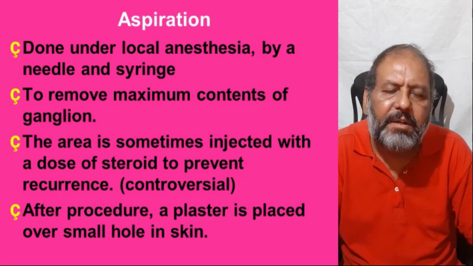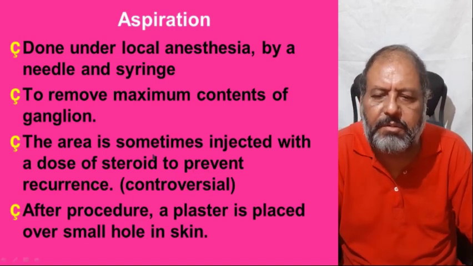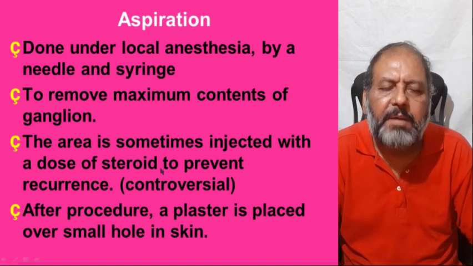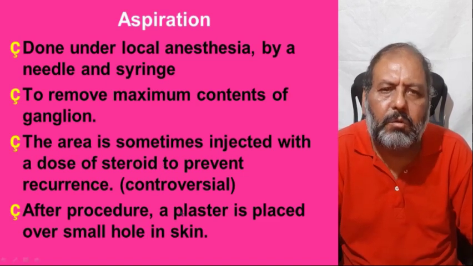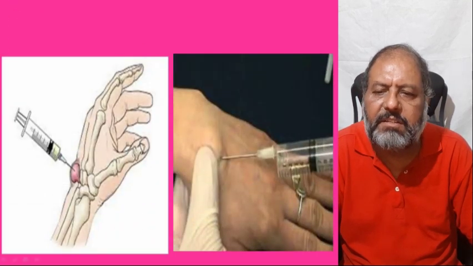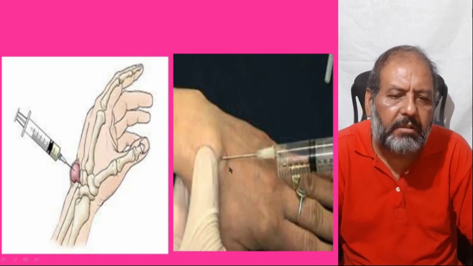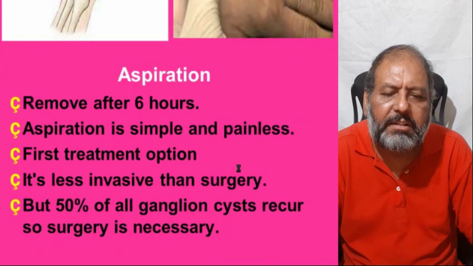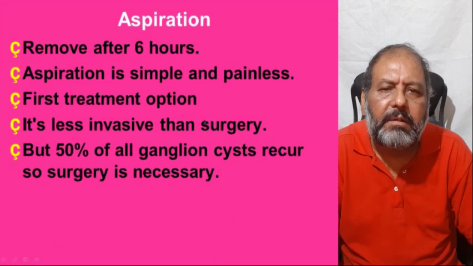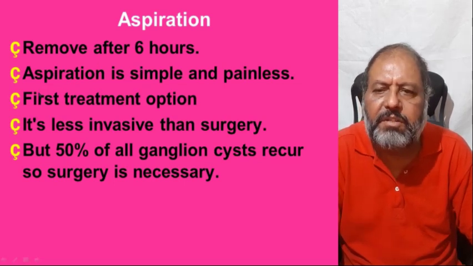The area is sometimes injected with a dose of steroid that can prevent the recurrence, but this is still controversial. After the procedure, a plaster is placed over the small hole in the skin that has been made by the needle. Here one can see the needle is just being put inside the ganglion, and that is going to aspirate the fluid, and then remove this plaster which has been put on that hole after 6 hours. Aspiration is simple and painless.